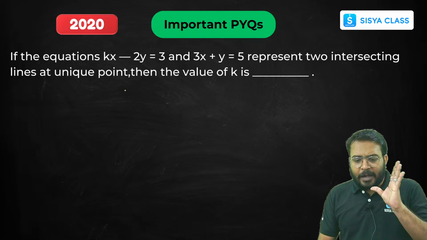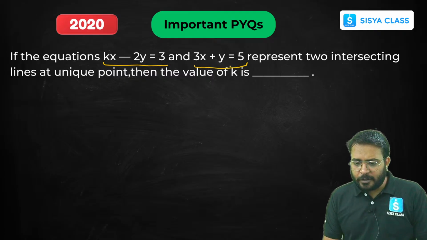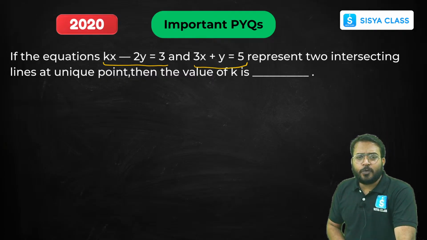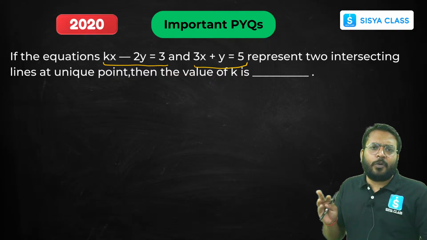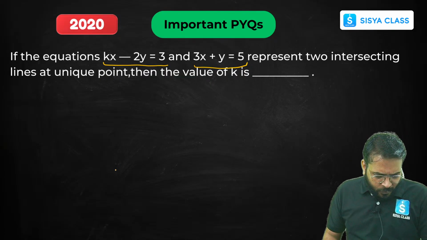We are having 2 equations, first equation and second equation. They are asking that if the equations represent 2 intersecting lines at a unique point. Intersecting means definitely they have a unique solution. Then what is the value of k? You need to find out the value of k.